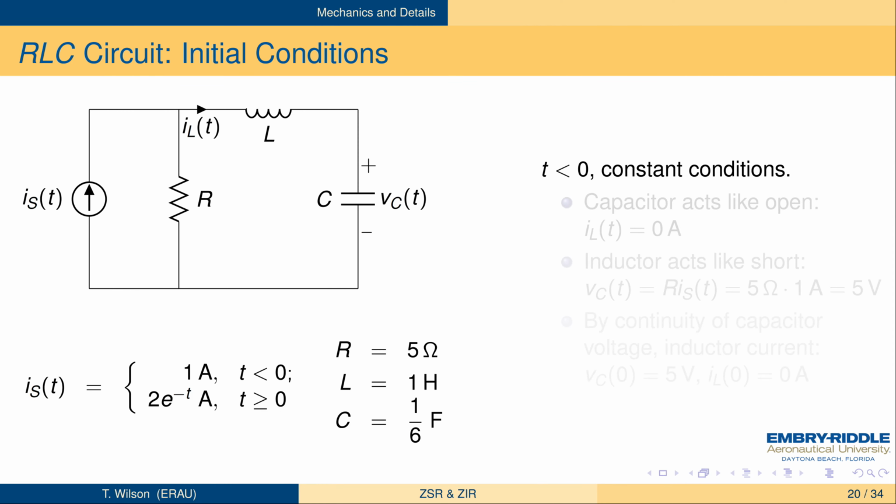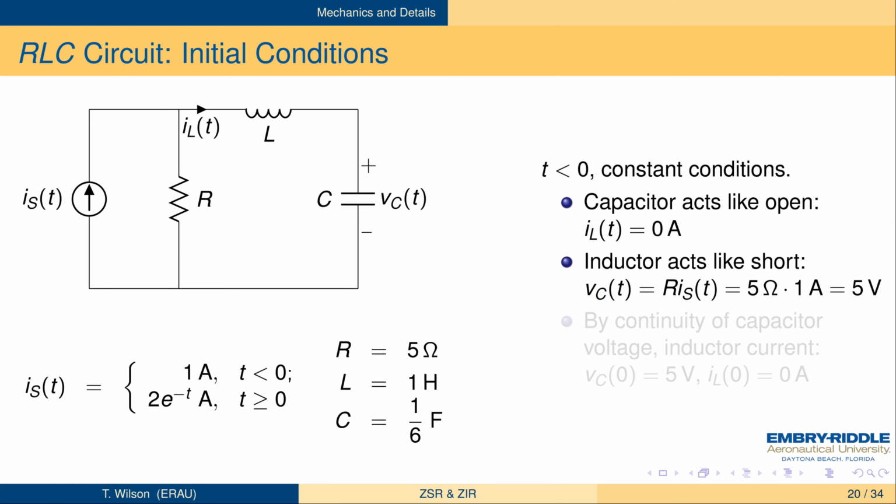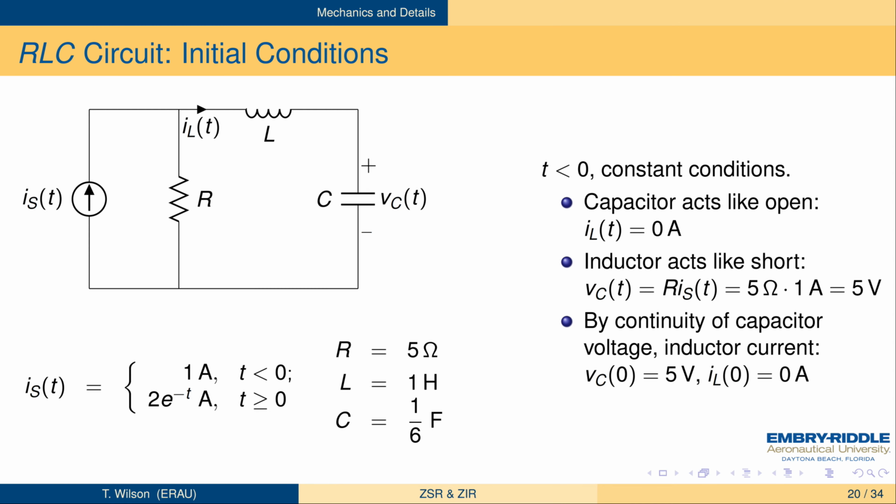Now, the initial conditions for t less than 0: the capacitor acts like an open. So there's no current through the inductor because the capacitor is acting like an open. The inductor acts like a short. So whatever voltage is across the resistor is the same as the voltage across the capacitor. And since there's no current I L of t, all the current from the source must be going through the resistor. So there's 5 volts across the resistor, and that must be the same 5 volts across the capacitor. By the continuity of the capacitor voltage and the inductor current, the capacitor voltage at t equals 0 must also be 5 volts, and the inductor current must be 0 amps.